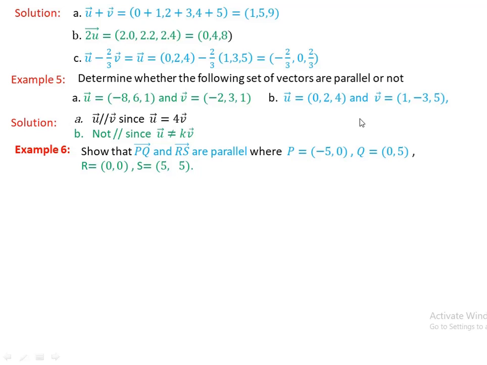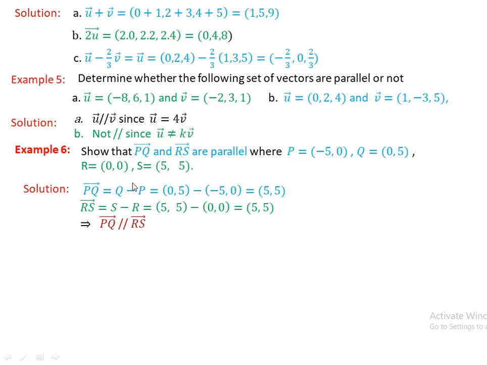Number 6. Show that the directed vectors PQ and RS are parallel, where the points p, q, r and s are given here. We want to show that these are parallel. As a solution, we first find directed vectors PQ and RS. By the definition, directed vector PQ is q minus p, which gives 5, 5. Then the directed vector RS is s minus r, which gives 5 minus 0, 5. Therefore, directed vector PQ equals 1 times directed vector RS, so directed vector PQ is parallel with directed vector RS.